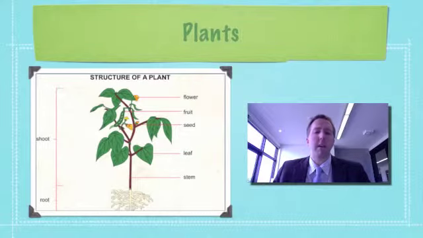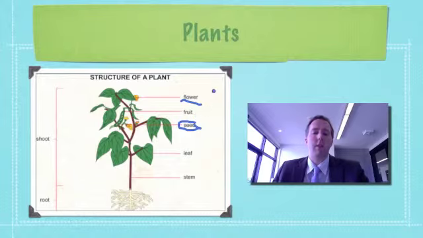Some other parts of a plant are the flower, and a flower is actually the reproductive organ of a plant, so a flower enables a plant to make new baby plants. A flower is important, it helps the plant reproduce, but a flower in fact enables it to have a seed, and the seed is like the start of a new plant.